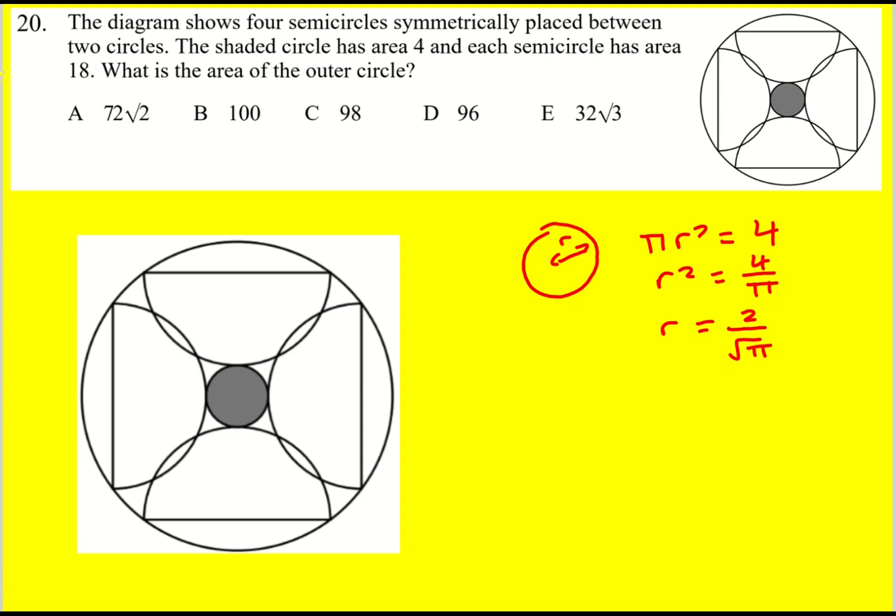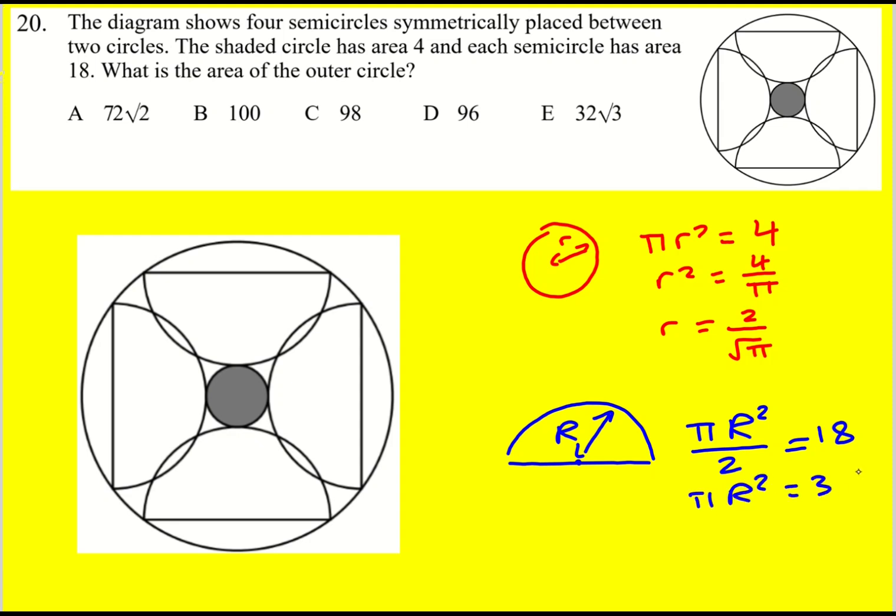We're also told each semicircle has area 18. I'm going to say that this has radius capital R, and then it will be pi capital R squared over 2, because it's a semicircle, that's equal to 18. So then pi capital R squared is 36. Divide through by pi, and R is going to be 6 over root pi. Okay, that is a useful starting point.